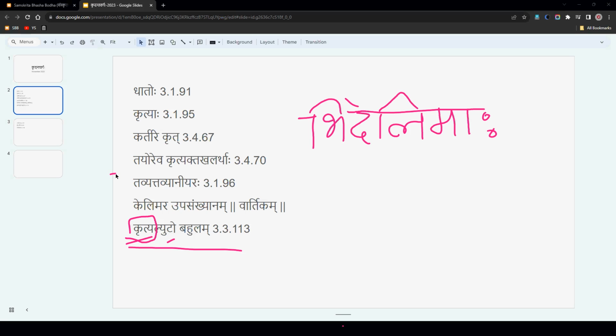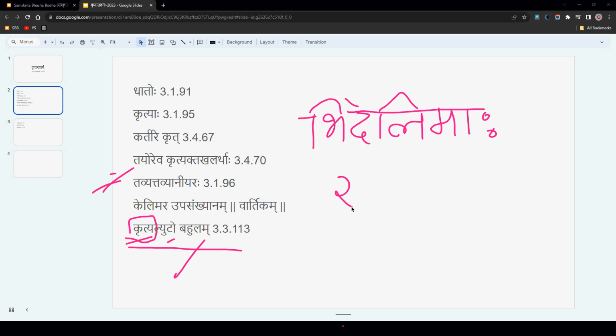Bahulam means in various senses. Previously they said karmani sense, right? Tayoreva krutyakta khalarthah. They said they are used in the karmani sense. But now this is coming as an exception to it again. That means they could be used in other senses also. Sometimes they could be used in kartari sense, in the karana sense, in other karaka senses, not only in the karma sense. Karma is a karakam, but they could be used in other karaka senses also. One example we'll see today and we'll stop.